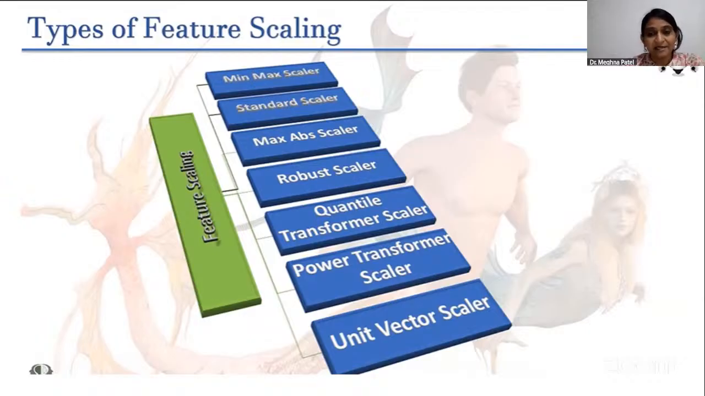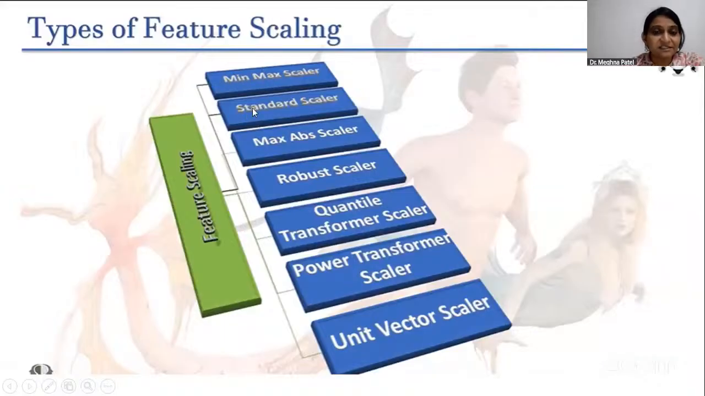In normalization, the data is scaled between 0 and 1. The minimum value is 0 and the maximum value is 1. That is done in normalization, and MinMaxScaler is used for it. So you can convert your range into 0 to 1, minimum 0 and maximum 1.